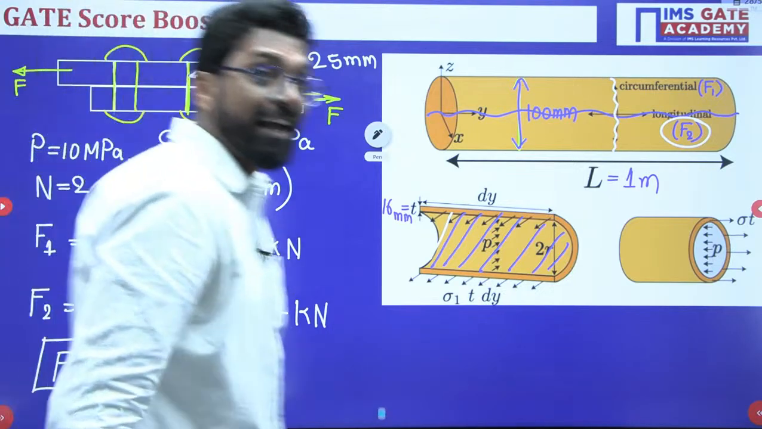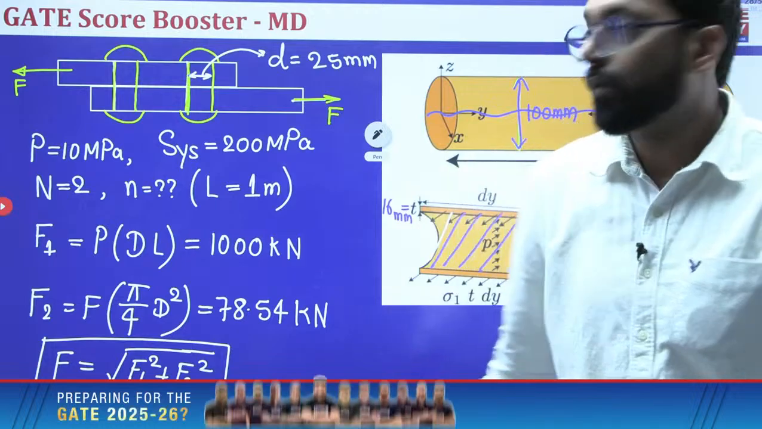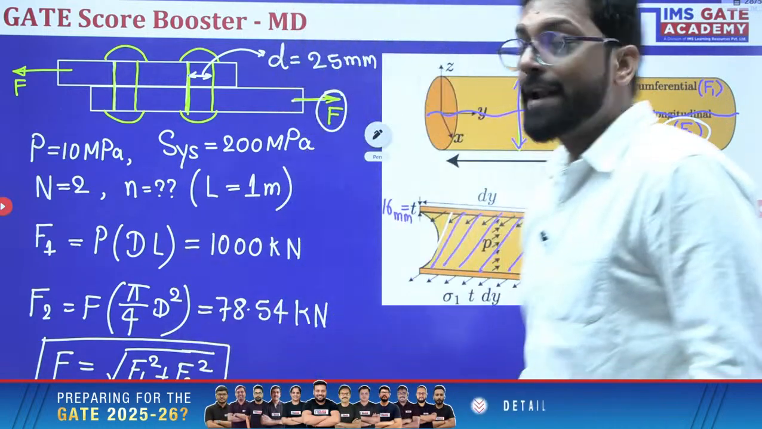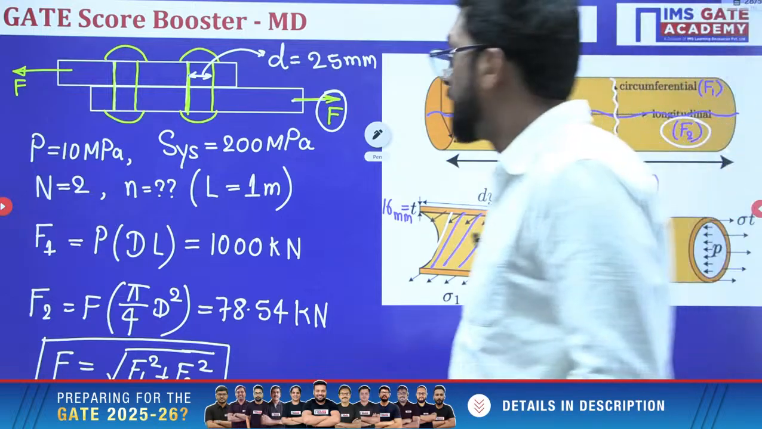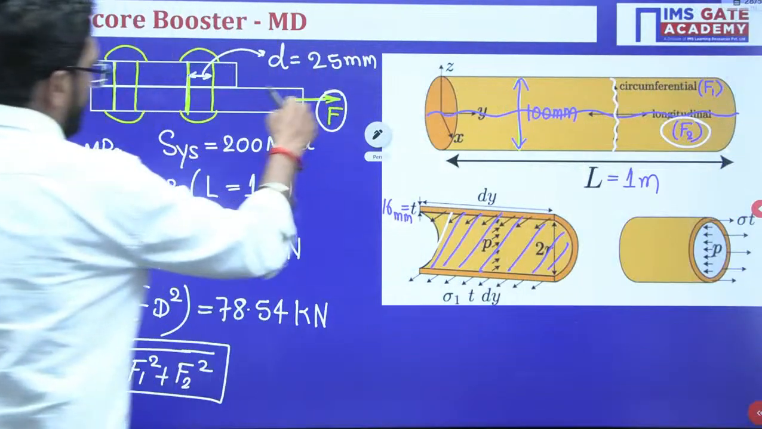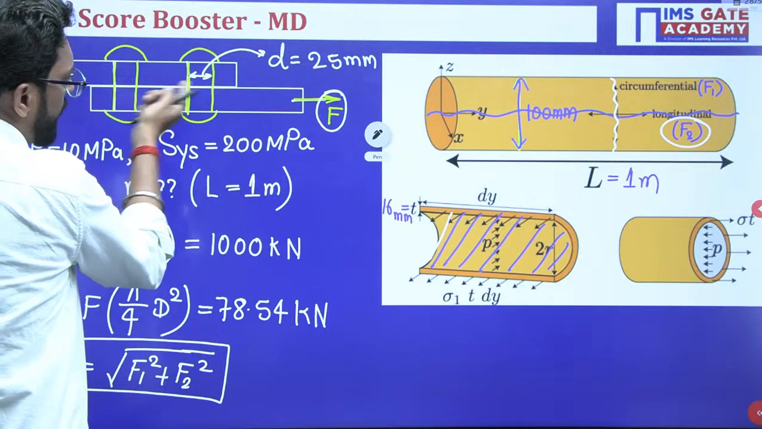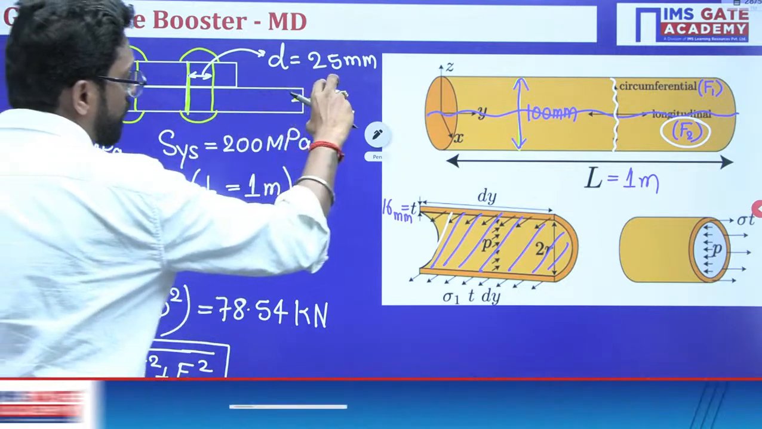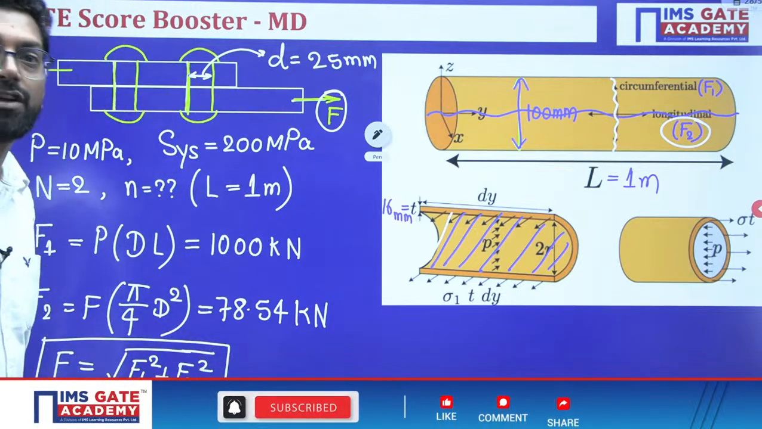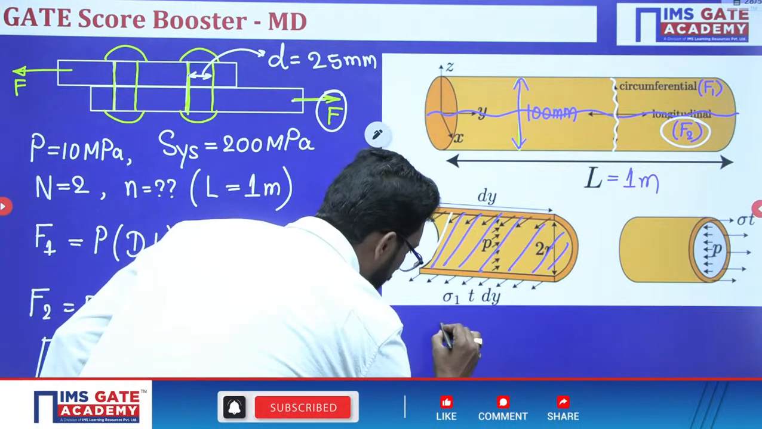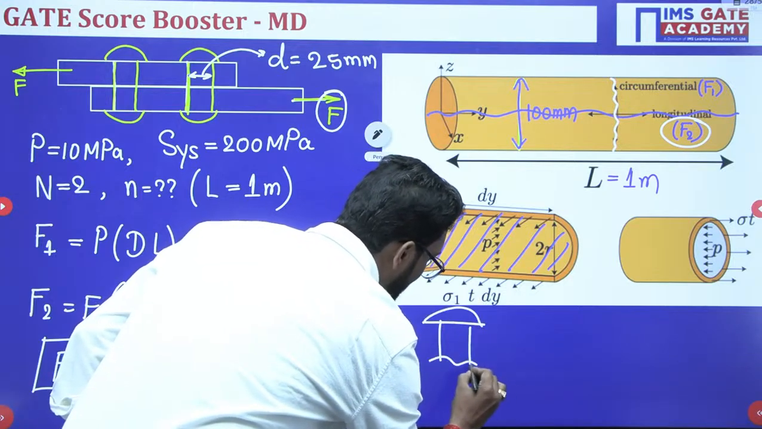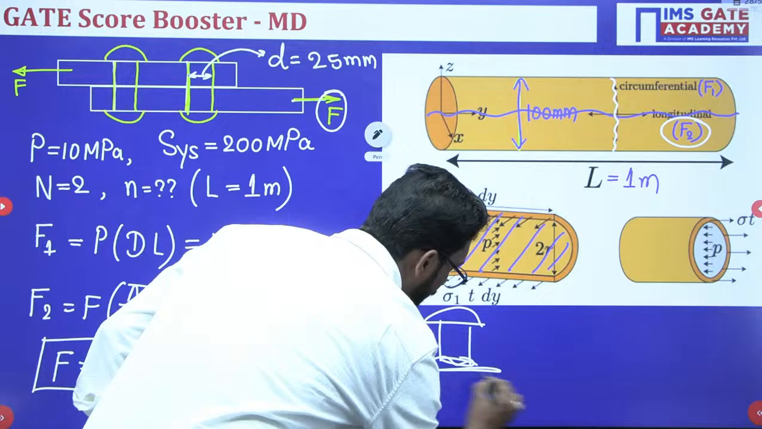Now what is F? F is this force F. And how to calculate this F? F will act on this shear area, and it will produce a shear. So the shear stress is equal to force upon area of this rivet. See, this is your rivet. So this is the area of cross section where the F will act.